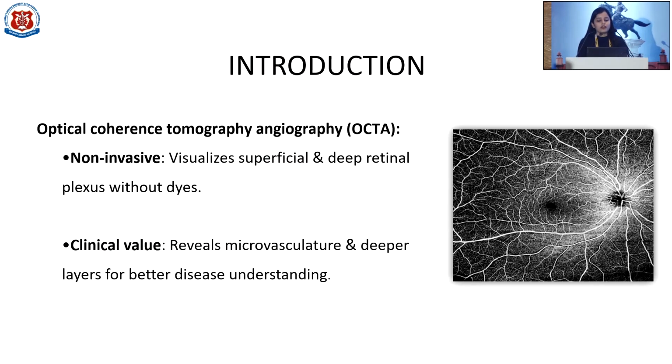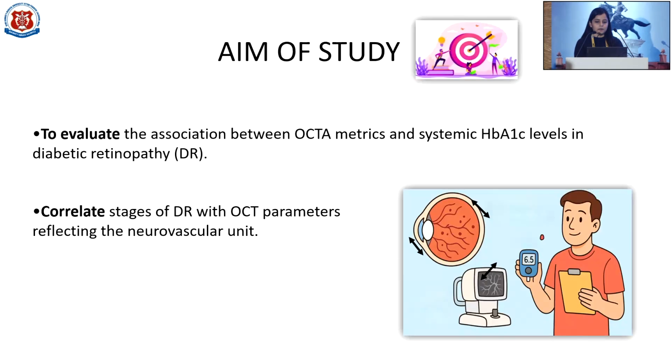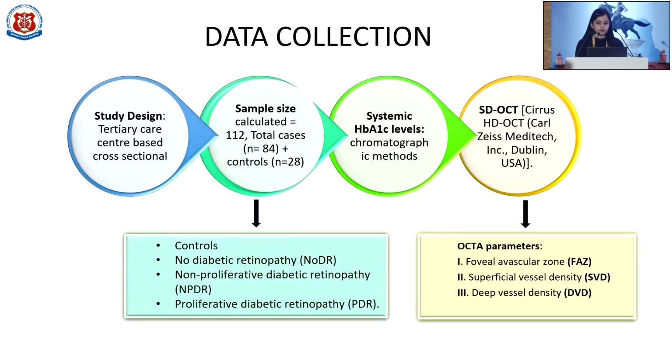Optical coherence tomography angiography is a non-invasive method and it visualizes the superficial and deep retinal plexus without dyes. It reveals the microvascular and deeper layers for better disease understanding. So the aim of our study was to assess the association between the OCTA metrics and the systemic HbA1c levels in diabetic retinopathy, and also to correlate the stages of diabetic retinopathy with the optical coherence tomography parameters reflecting the neurovascular unit. It was a tertiary care center based cross-sectional study.